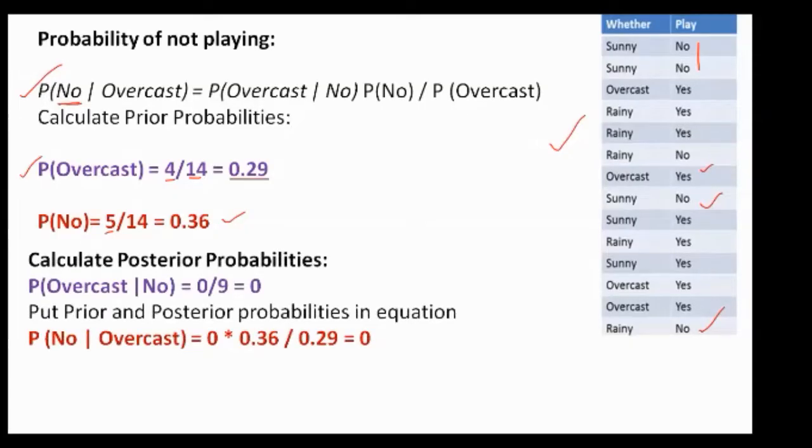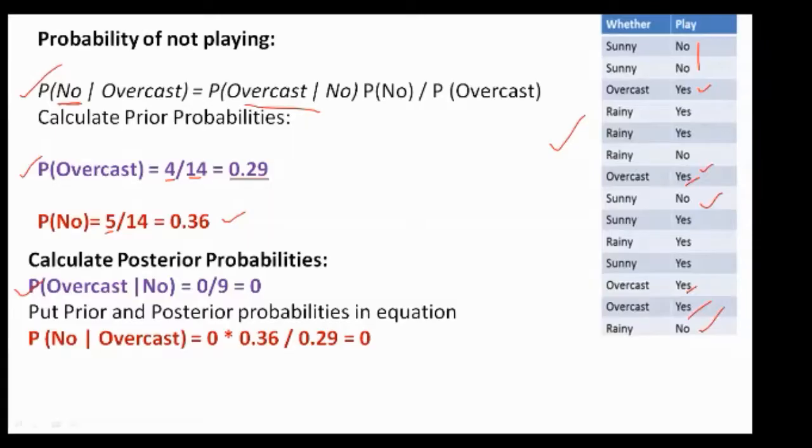Now calculate the posterior probability. For that, first we have to find this likelihood, that is P(overcast | no). So for overcast, there is no row for no. We have seen that for all these 4 rows, the output is yes. So no is 0 for overcast. So 0 divided by total 9, there are 9 of them. So you will get 0 here.